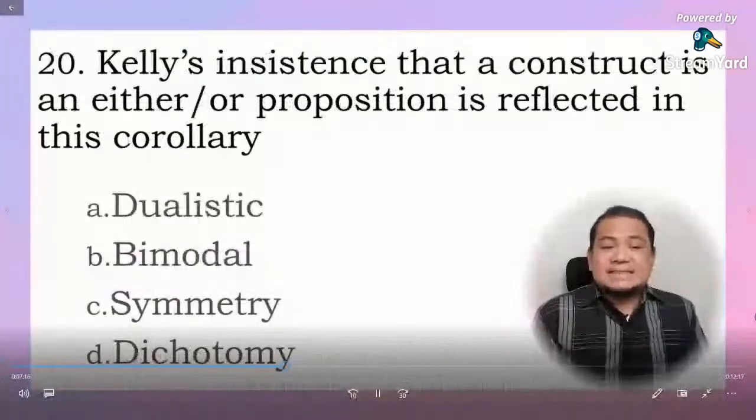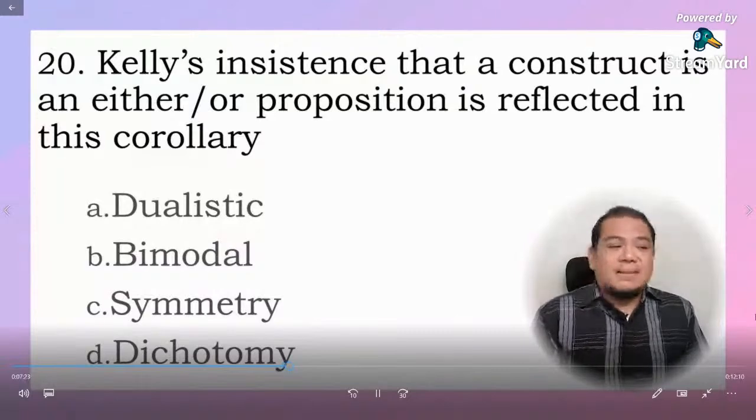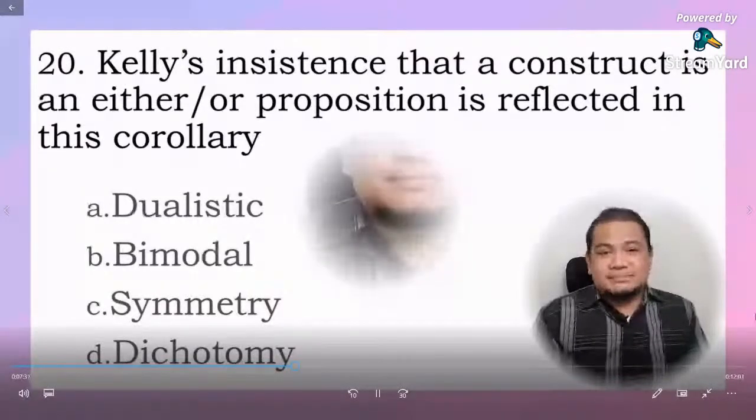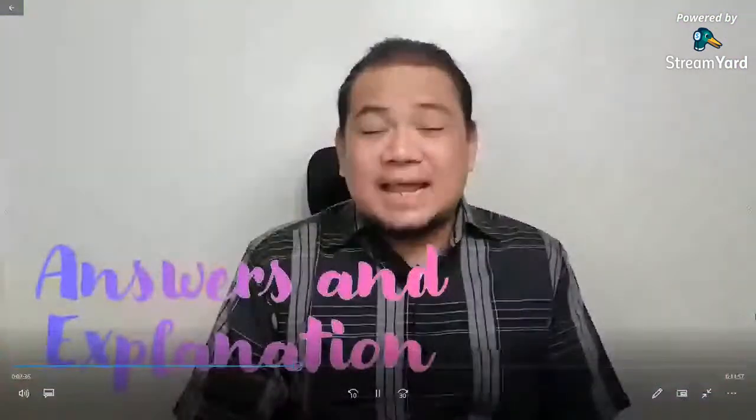Number 20. Kelly's insistence that a construct is an either-or proposition is reflected in this corollary. Is it A, dualistic, B, bimodal, C, symmetry, or D, dichotomy? And let's now proceed to answers and explanation.